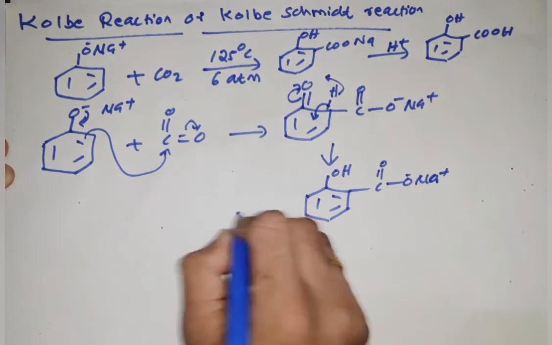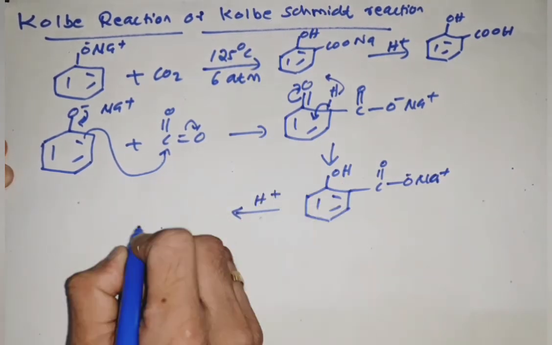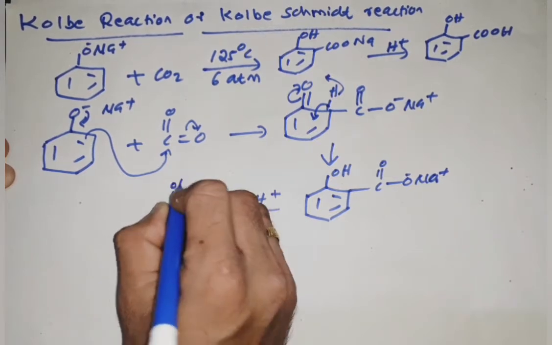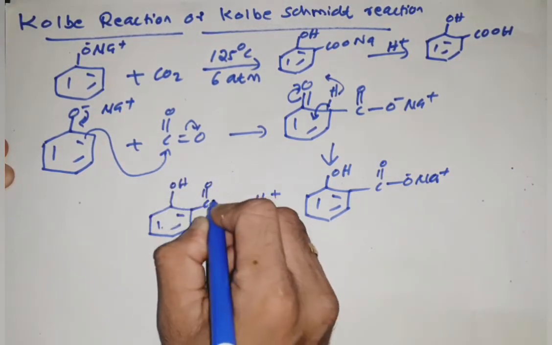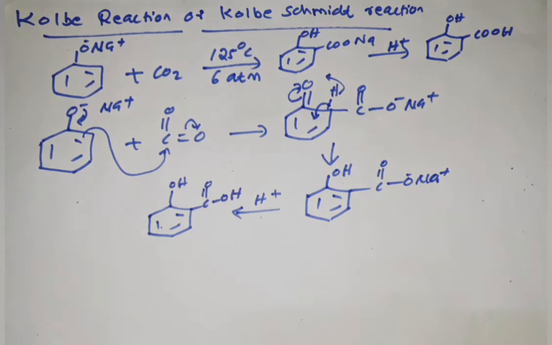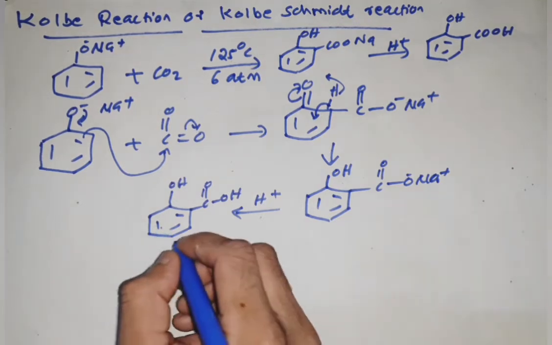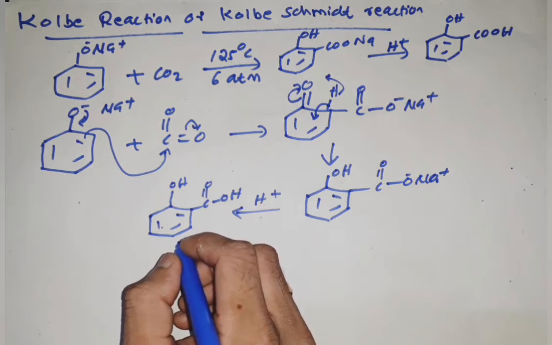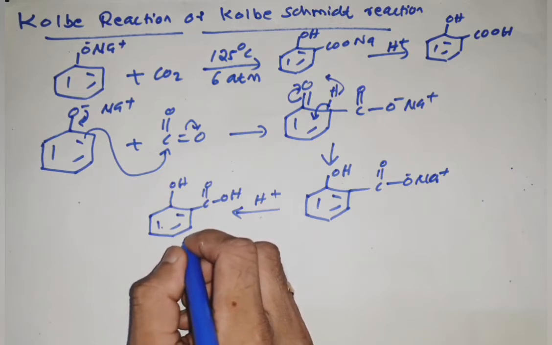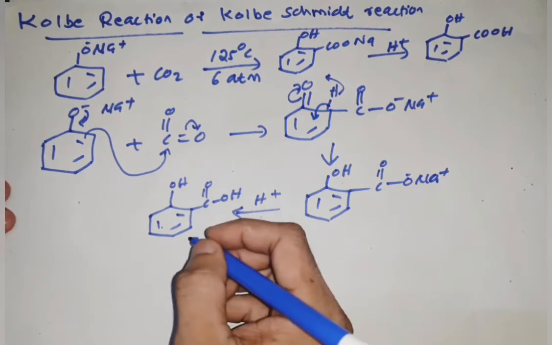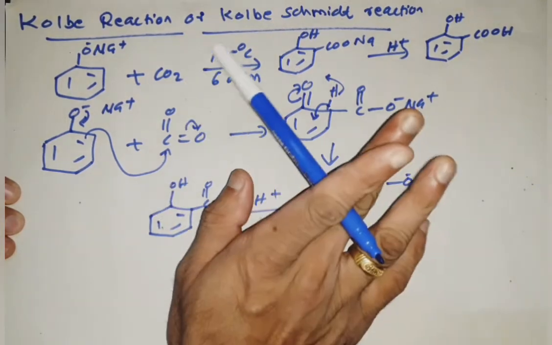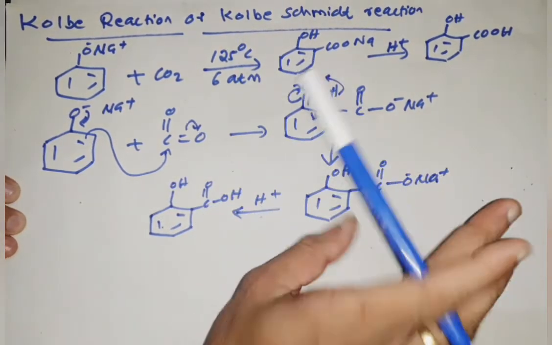Next step, acidification. We get salicylic acid, or ortho-hydroxybenzoic acid. This is salicylic acid or ortho-hydroxybenzoic acid. This is the mechanism of Kolbe reaction or Kolbe-Schmidt reaction.